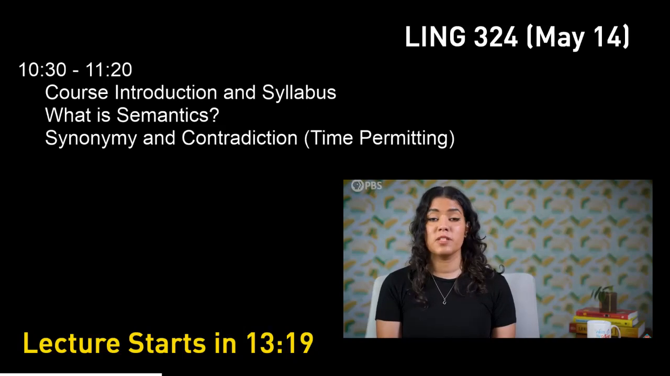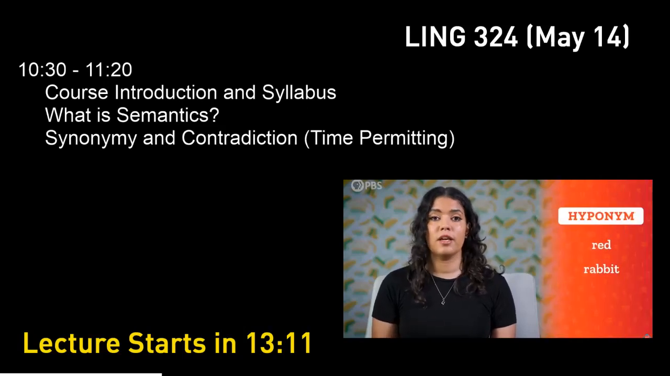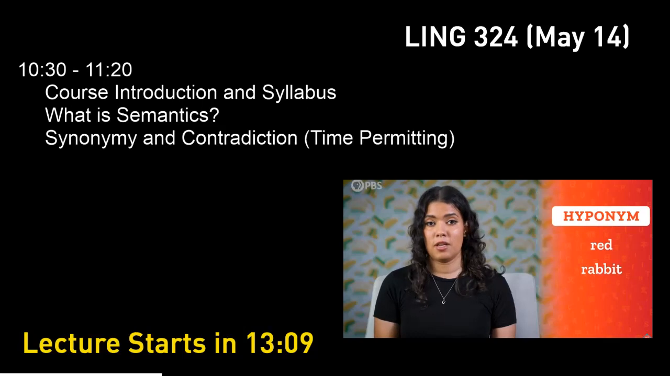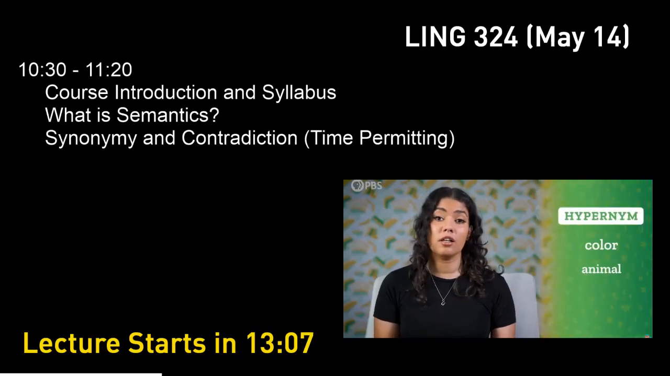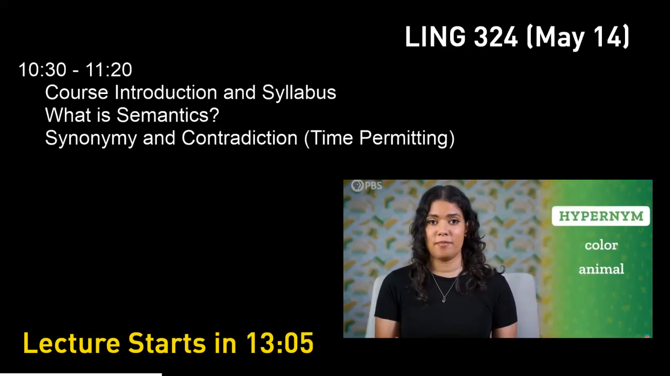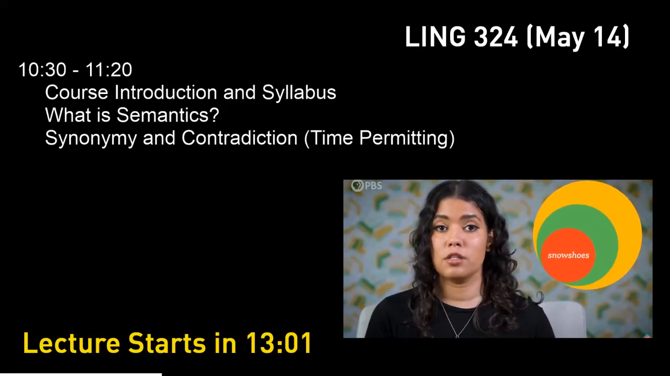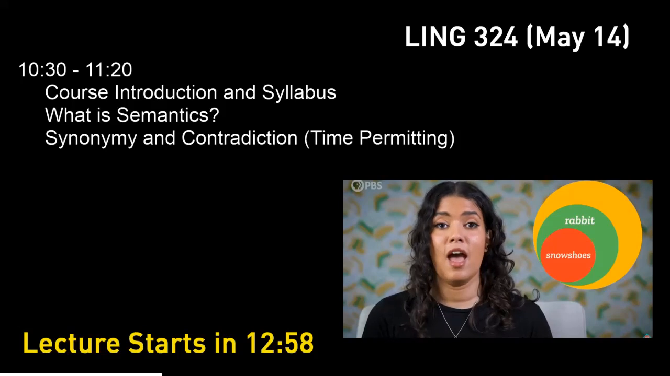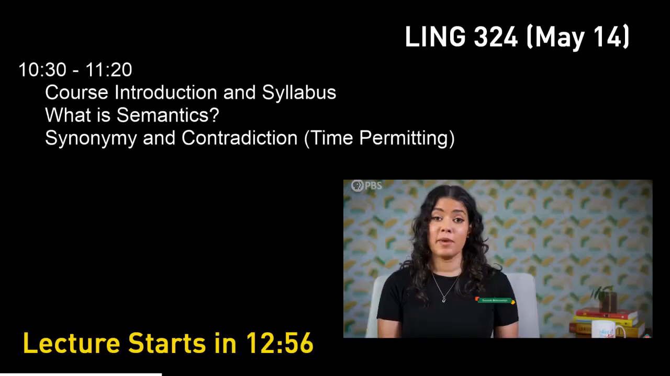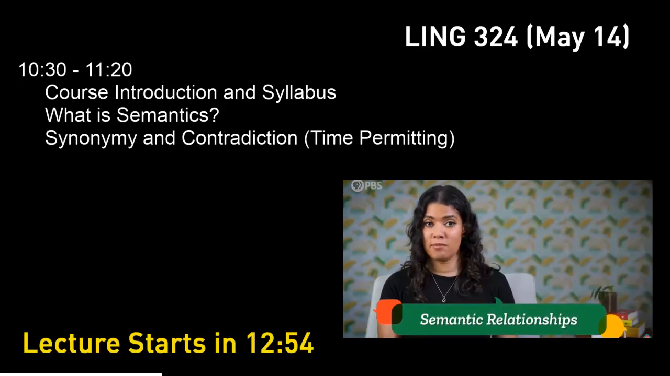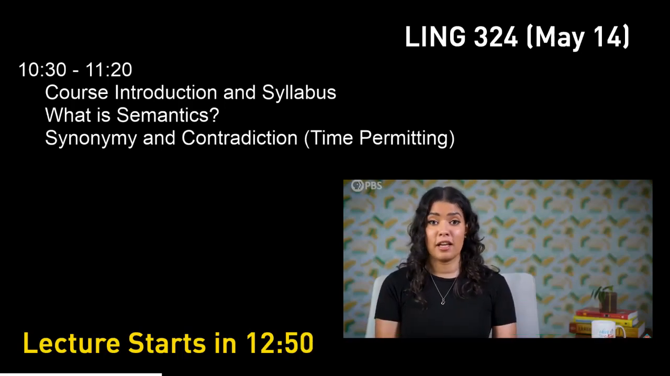One word can refer to a specific member of a broader category, such as red, which is a type of color, or rabbit, a type of animal. The specific word, like red and rabbit, is a hyponym, and the broader word, like color and animal, is a hypernym. A word which is a hyponym of one word can be a hypernym of another. Snowshoes are one type of rabbit, and a rabbit is a type of animal. Semantic relationships, like synonyms, antonyms, hyponyms, and hypernyms, are found across many languages.